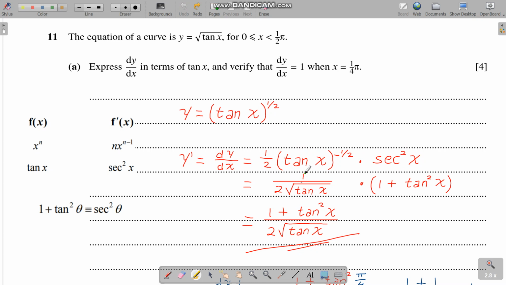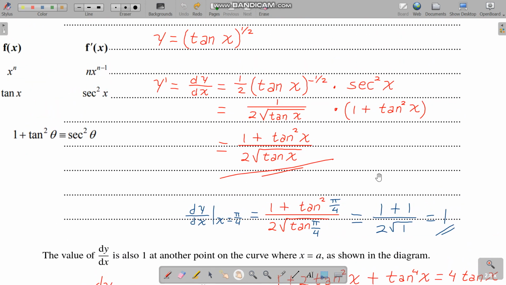The minus power means 1 over, and the power 1/2 means square root, so it's the same as this. And secant squared is 1 plus tangent squared from this MF19 formula. So in the final answer, we have 1 plus tangent squared over 2 root tangent.